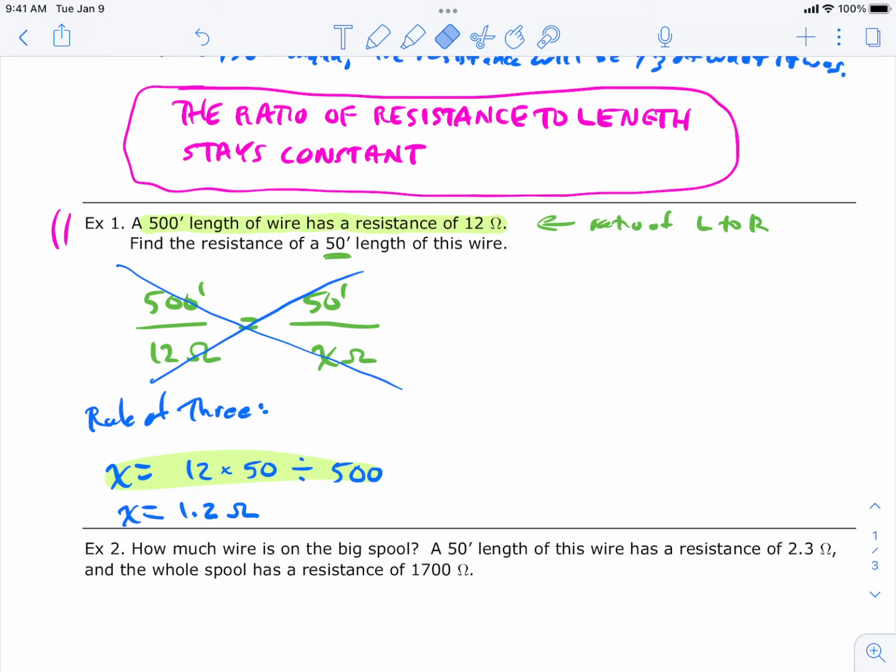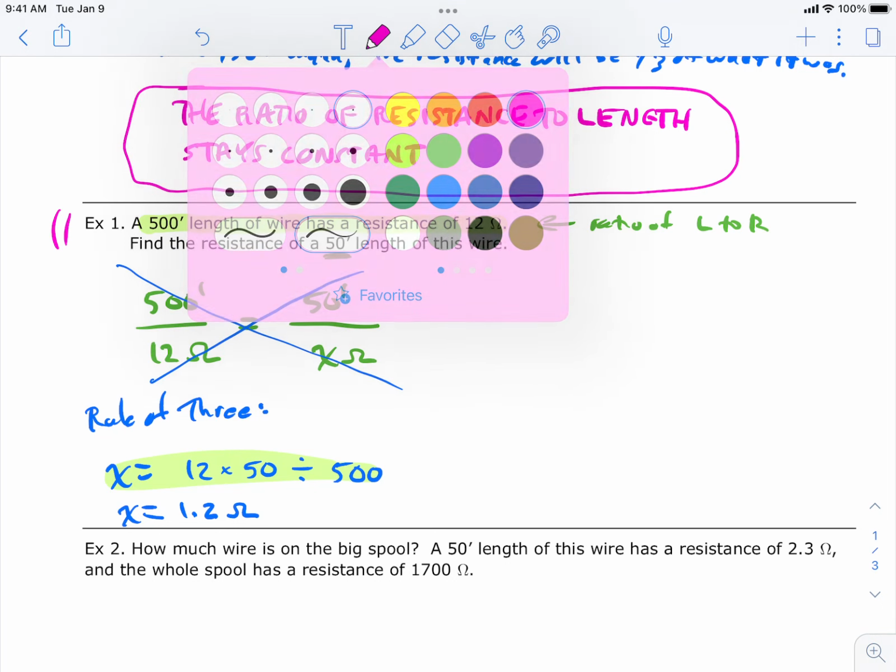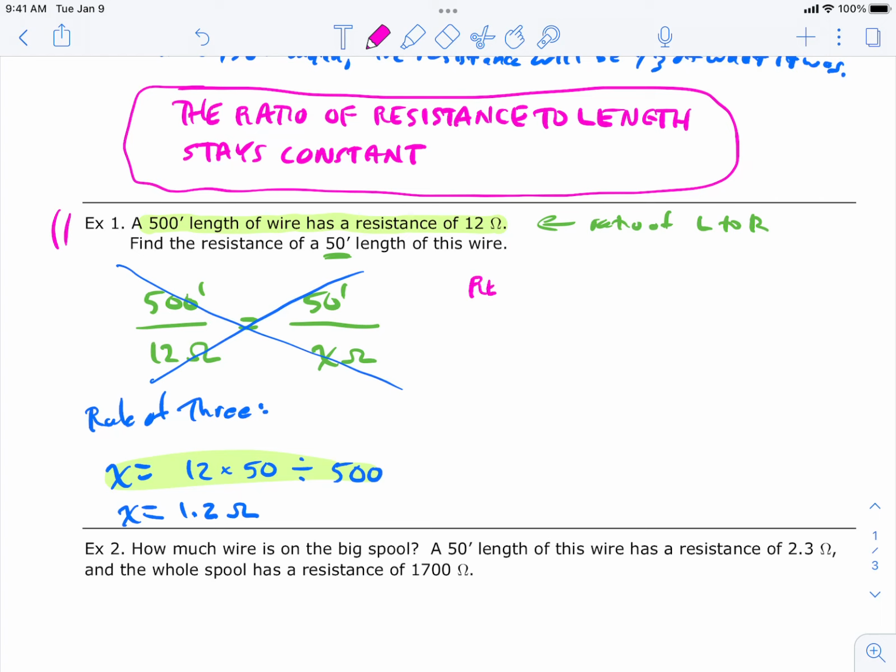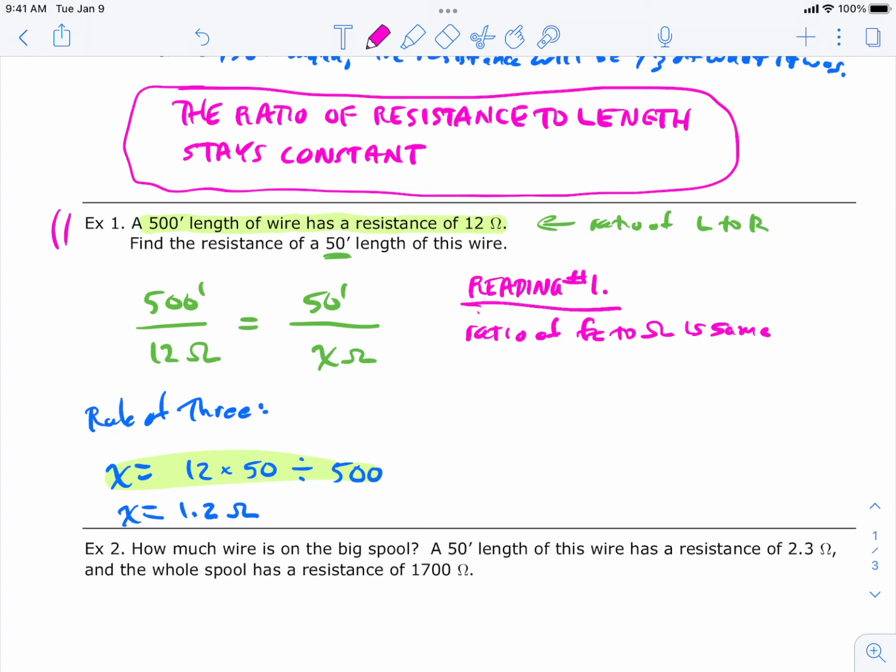Okay. Because there's something else I wanted to write here. So let's go back to that purplish, pinkish color. I'm going to say reading number 1. And by reading, I mean reading the proportion. One way to read it is exactly what I've said already: the ratio of feet to ohms is the same in both cases, however you want to say it. And then you can use the rule of 3 and all that to solve it.